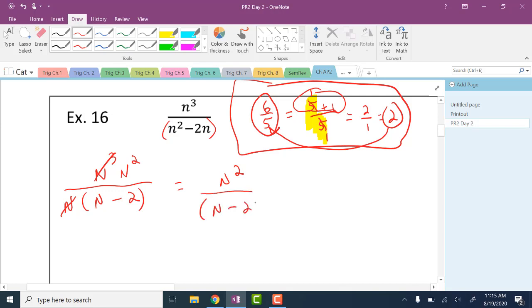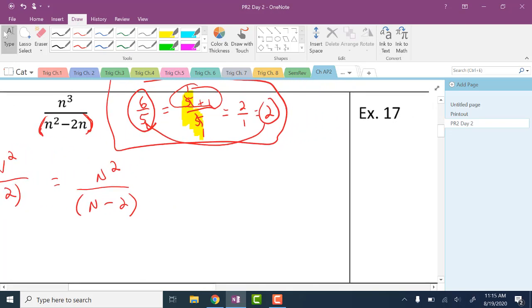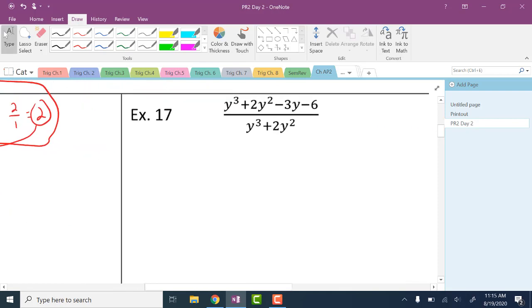And I like putting binomials in parentheses so that you understand that it has to be a unit and parts of it cannot be canceled. Here we go. 6 over 5 equals 2 error. Oh, this is great. This is great. This is wrong, wrong, and wrong.